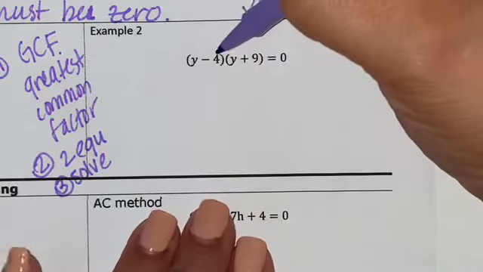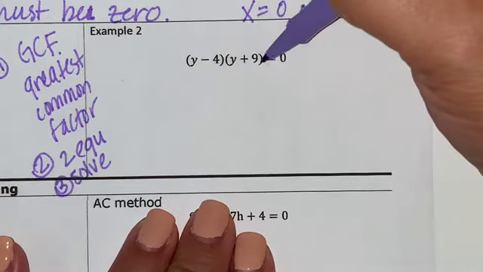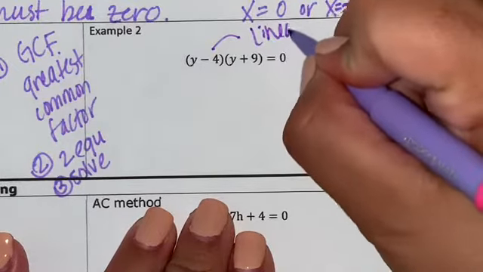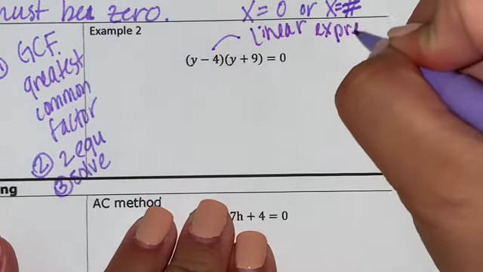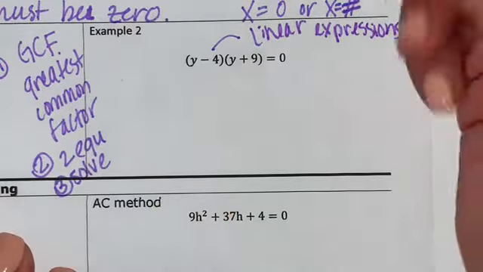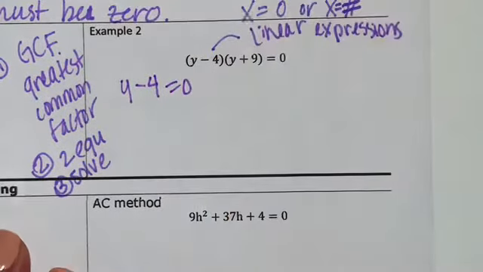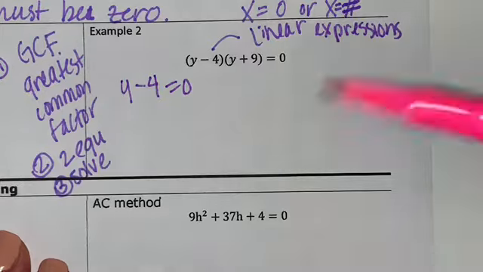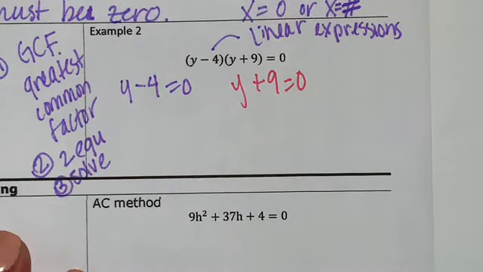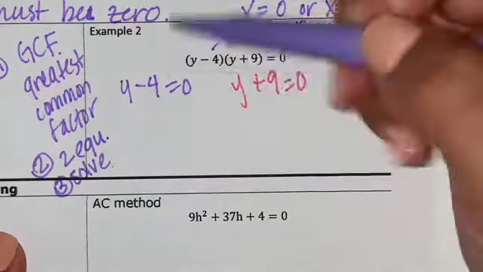Okay, in your second example, which is pretty nice because it's already factored for us, you have y minus 4 is a group times y plus 9, which is our second group, equals 0. So these are linear expressions. So we have these great linear expressions, and now we're going to set them equal to 0. So y minus 4 equals 0. The second one is going to be y plus 9 equals 0. You don't need to find the GCF in this case.